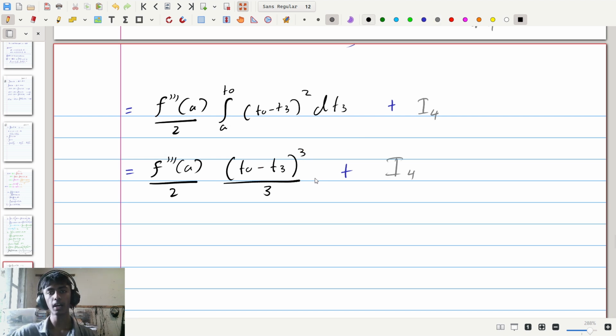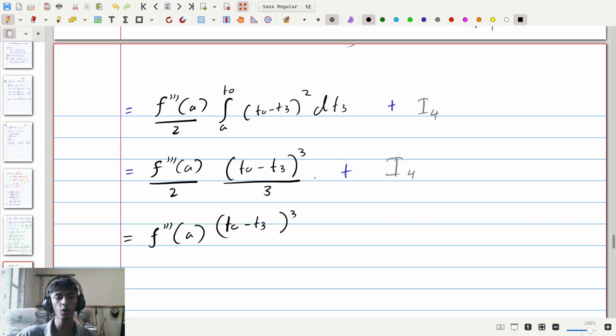So now here, I want you to notice that we have 3 and we have 2, and if we had a 1, we would also have a 1, which means we can write this denominator as 3 factorial. In fact, we're going to do that. We're going to write this as f triple prime of a times (t0 minus t3) cubed over 3 factorial plus I4. So here what I want to convince you of is that I4 is going to give us a similar part over here.